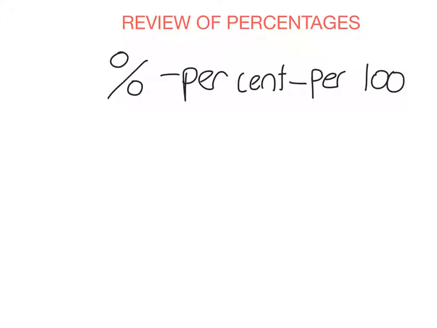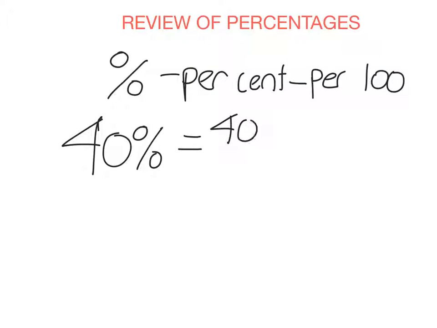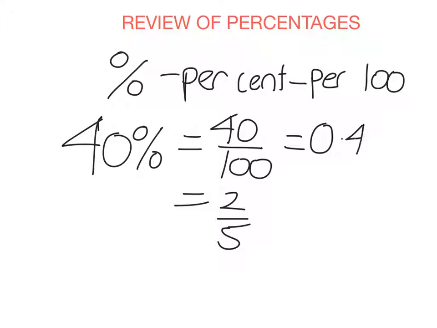Now, hopefully you also remember that percentages are just another way to write fractions and decimals. So for example, 40% is the same as 40 hundredths, 40 over 100. You can actually simplify that fraction to 2 over 5. Another way you can write this is by taking 40, dividing by 100 on your calculator, and you get 0.4. These are all the same number.